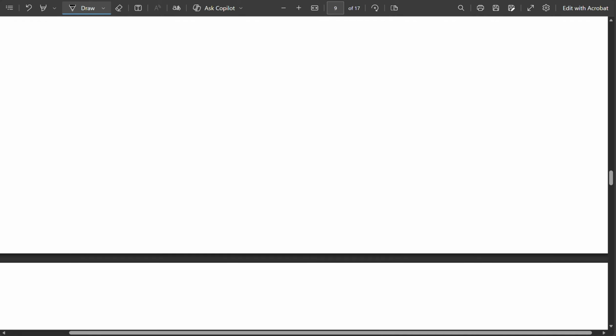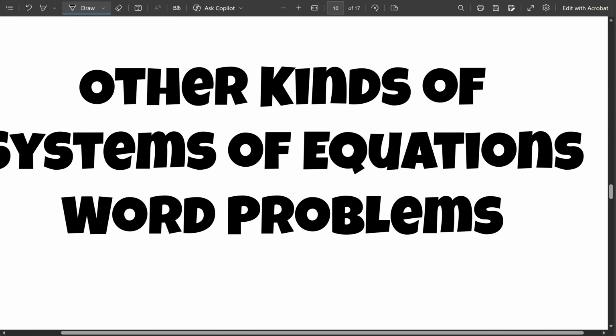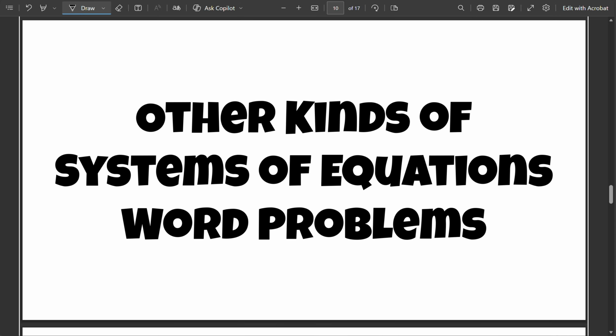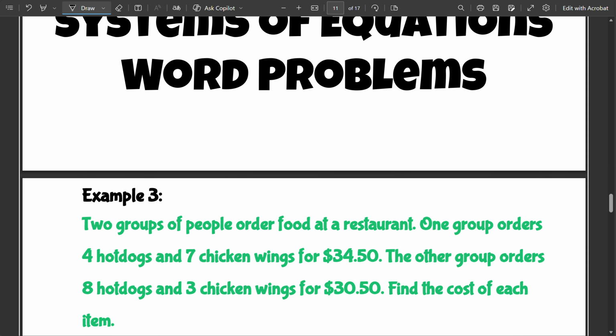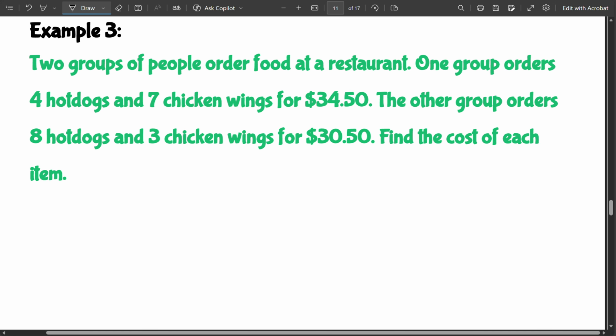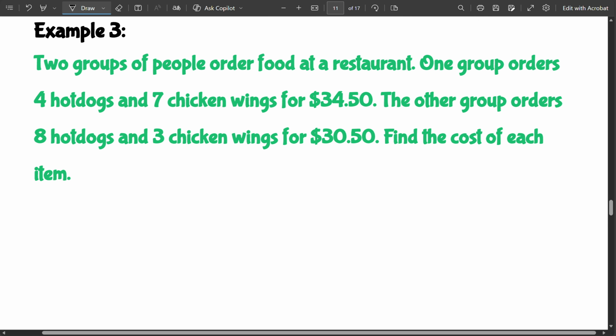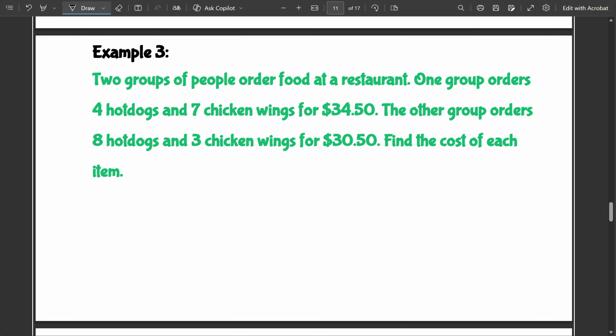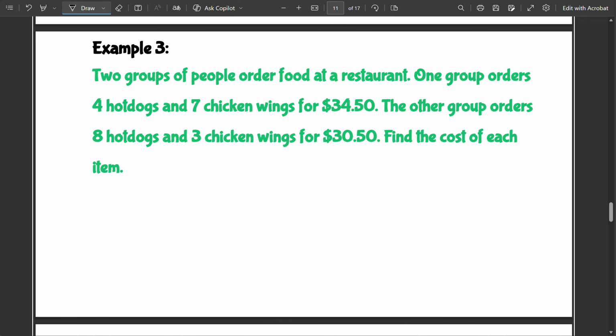Okay, moving on to other kinds of systems of equations, word problems that we can solve. So, example 3. I suggest following along with this example, and then maybe trying example 4 on your own. Example 3 says two groups of people order food at a restaurant. One group orders 4 hot dogs and 7 chicken wings for $34.50. The other group orders 8 hot dogs and 3 chicken wings for $30.50. Find the cost of each item.